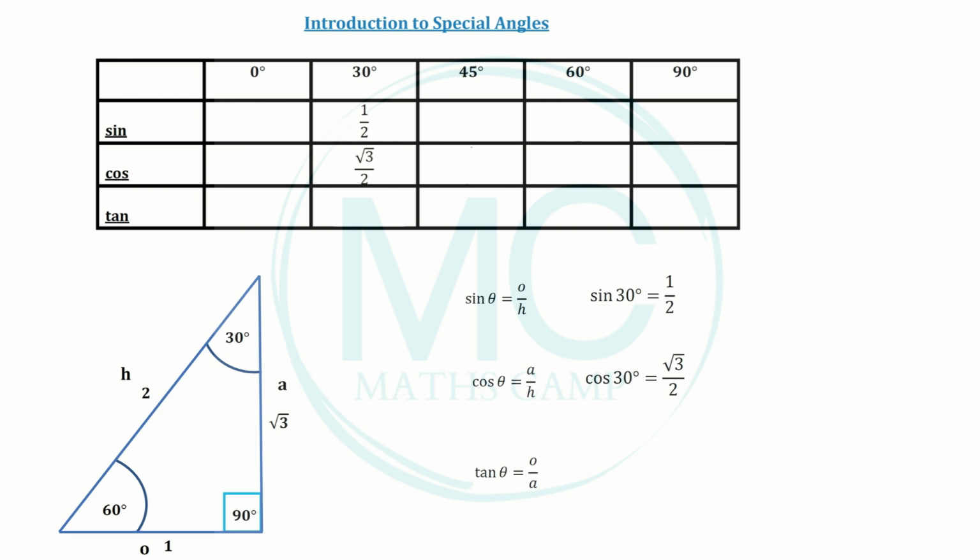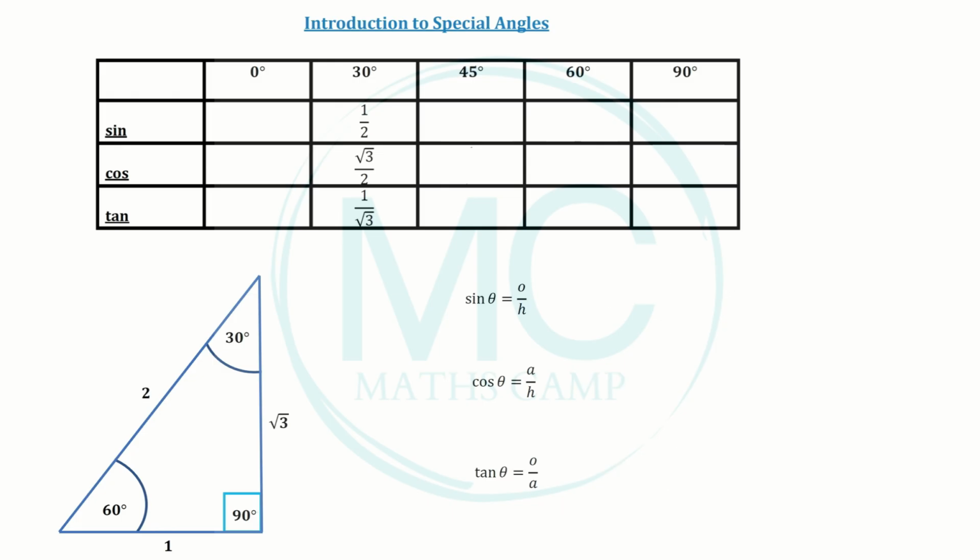Finally, let's look at our tan ratio. So we say tan 30 degrees is equal to the length of the opposite side, which is 1, over the length of the adjacent side, which is square root 3. And we can put this value into our table as well.